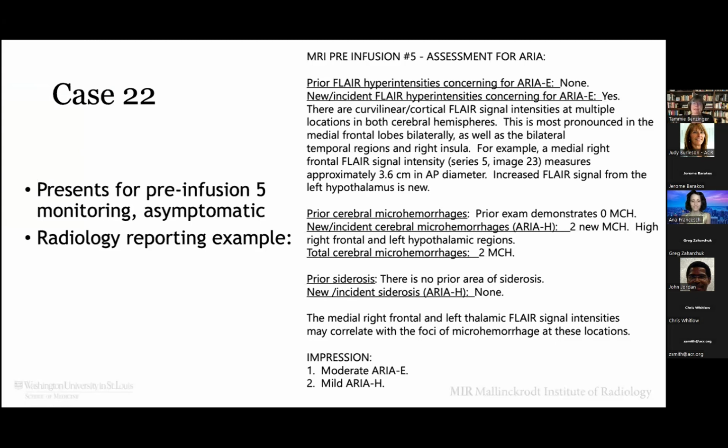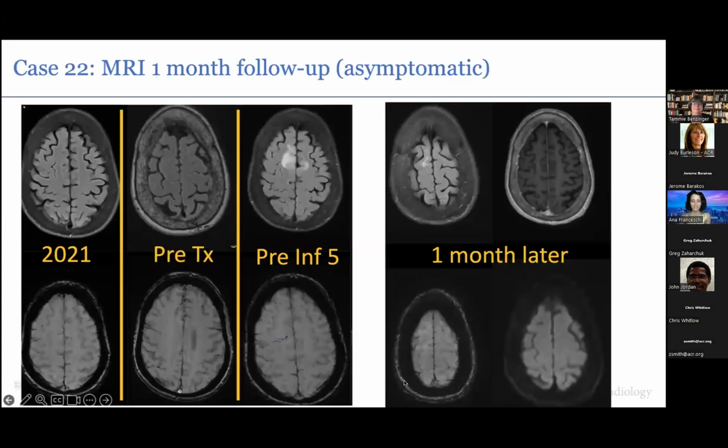So just to summarize for that one, I wanted to put in an example of a report and how you report it. So it's really helpful to talk about any prior. So the prior exam demonstrates no microhemorrhages. Any new microhemorrhages, so at this particular time point, 2 new microhemorrhages, say where they are, and then the total is 2. And then when you come down, you can put that in as a separate impression line. And this is just showing you then how that resolves. So you can see that edema goes away over time.